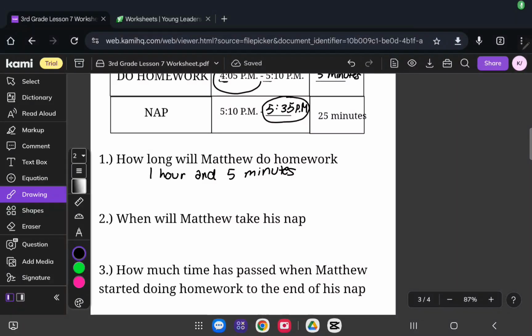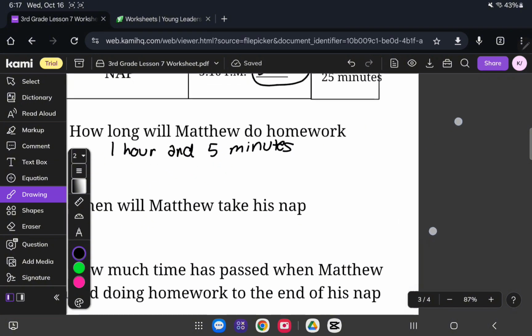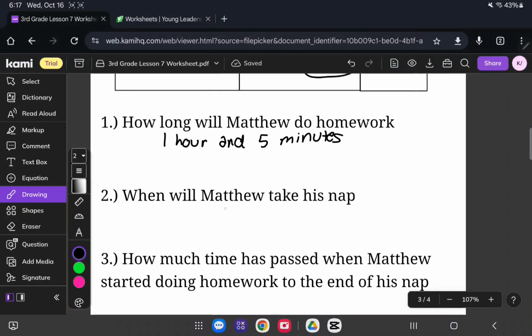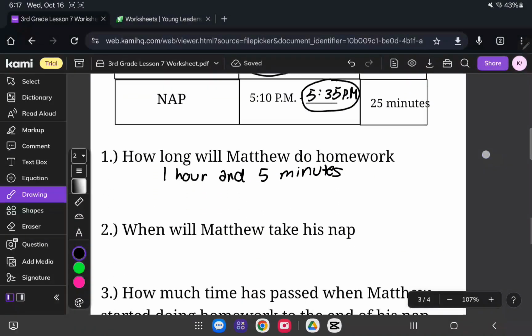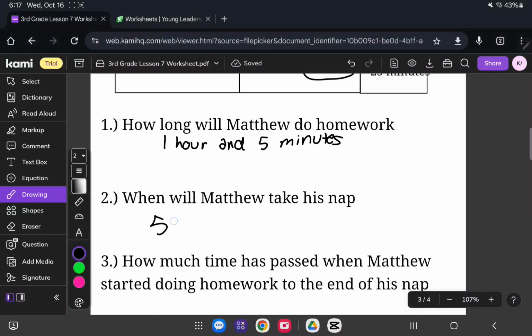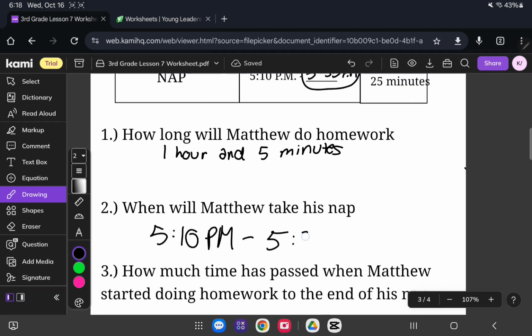Number 2, when will Matthew take his nap? We know that his nap will start at 5:10 p.m. and then it will end at 5:35 p.m. So we can just say from 5:10 p.m. to 5:35 p.m.